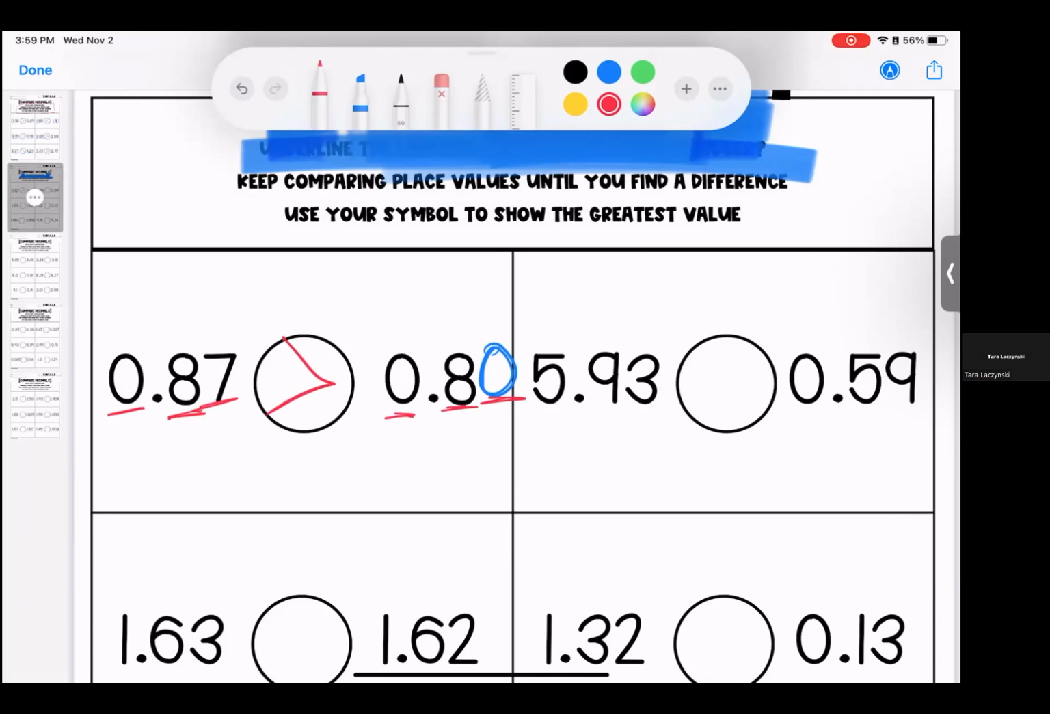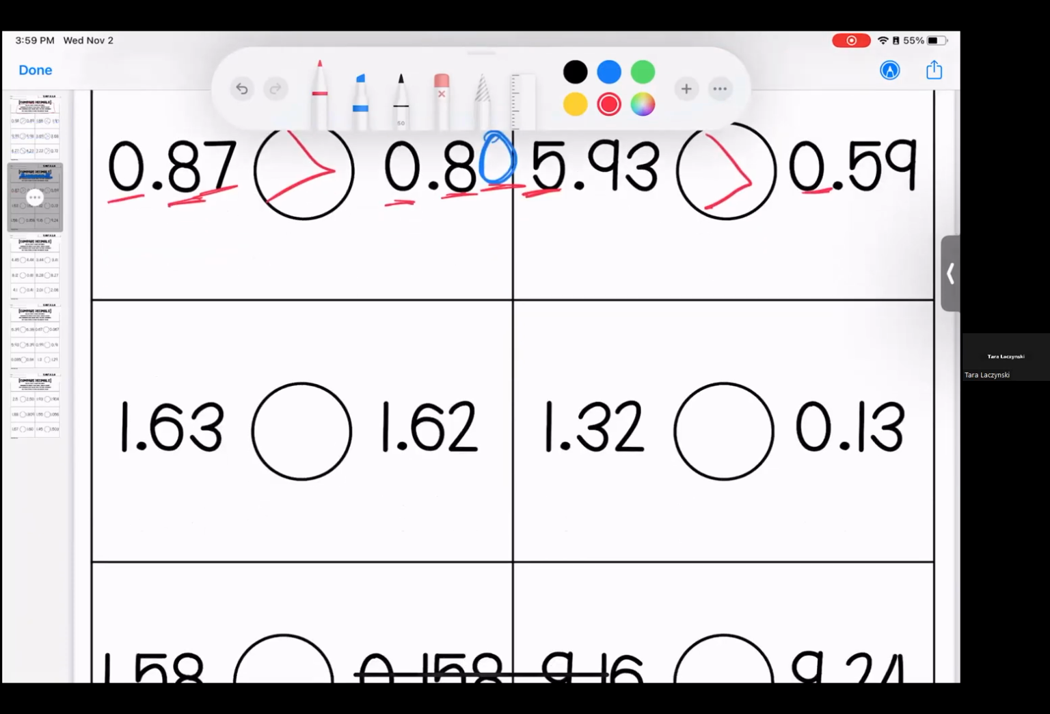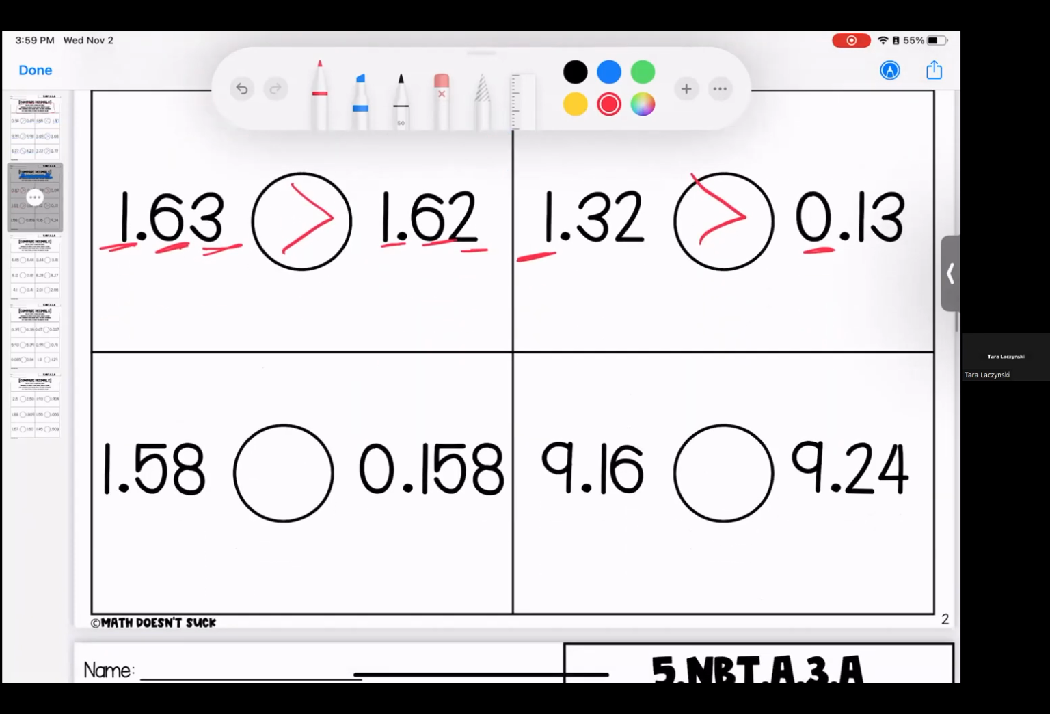Okay, next one, we're balanced. Start with our greatest value. 5 ones, 0 ones, 5 is greater. Don't have to go any further on that one. These are balanced. Let's compare 1 and 1. They're the same. 6 and 6, they're the same. 3 and 2, 3 is greater. So 1 and 63 hundredths is greater. Next one is balanced. Start with compare. 1 and 0, 1 is greater. We don't have to go any further with that one. 1 and 32 hundredths is greater.